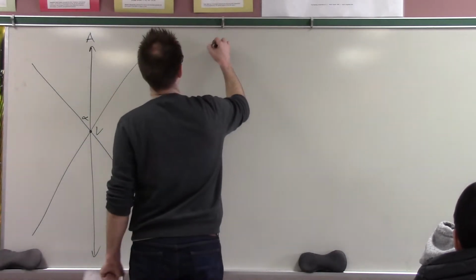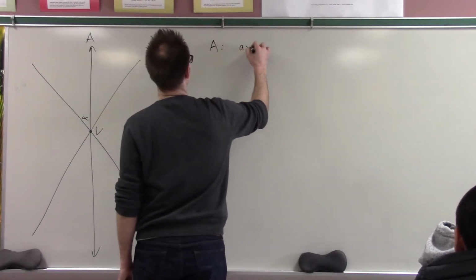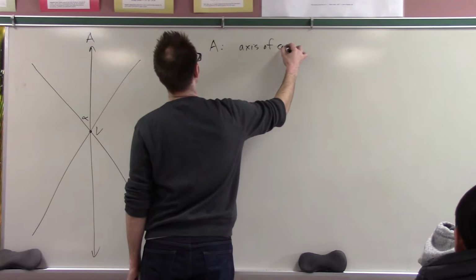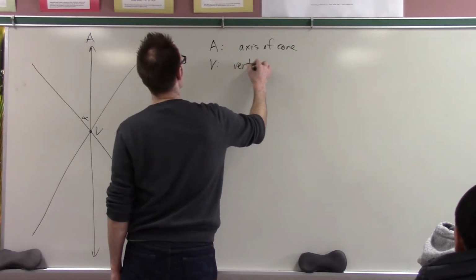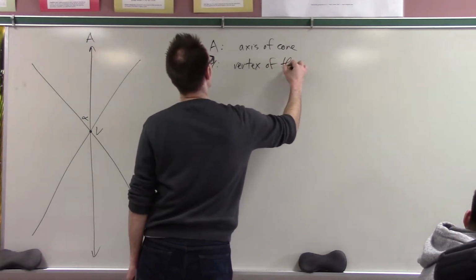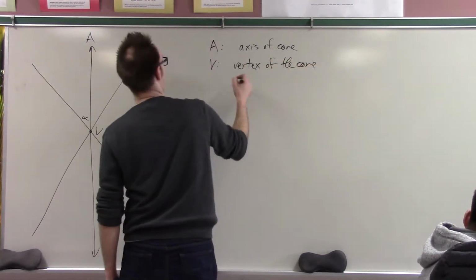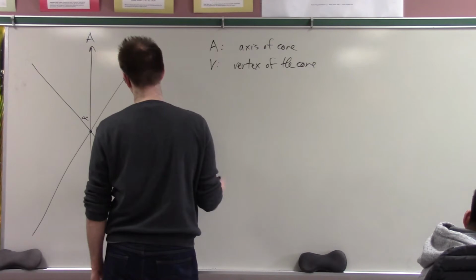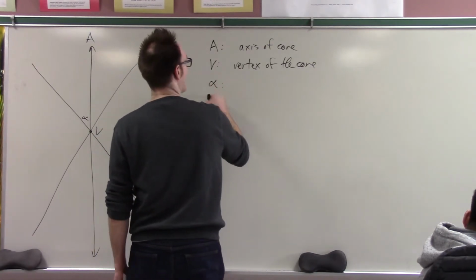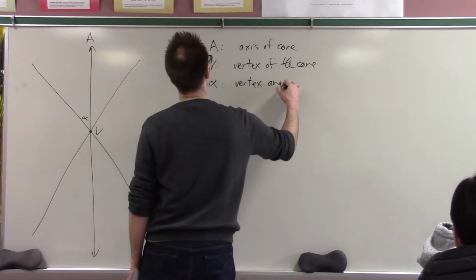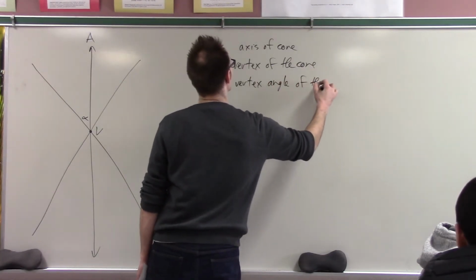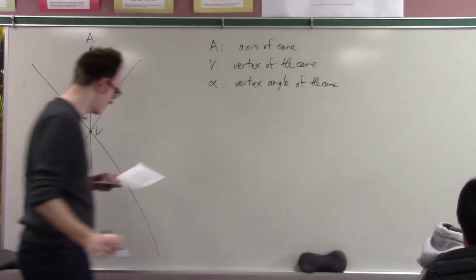This thing is called the axis of the cone, and this point V is called the vertex of the cone, and V is a point on A, and this thing alpha is called the vertex angle of the cone.